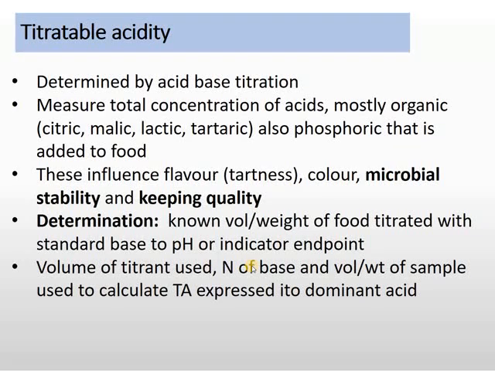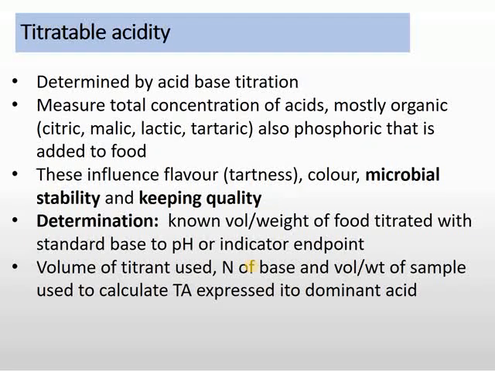As we already mentioned, your titratable acidity is determined by acid-base titration, and we said we use sodium hydroxide. What that does is measure the total concentration of acids, especially your organic acids. The organic acids include citric acid, malic acid, lactic acid and tartaric acid. Those, citric, malic, lactic and tartaric, are inherent, natural in the fruit itself. And then in the food industry, we also have phosphoric acid, which is added into the food. So those are the different types of acids.